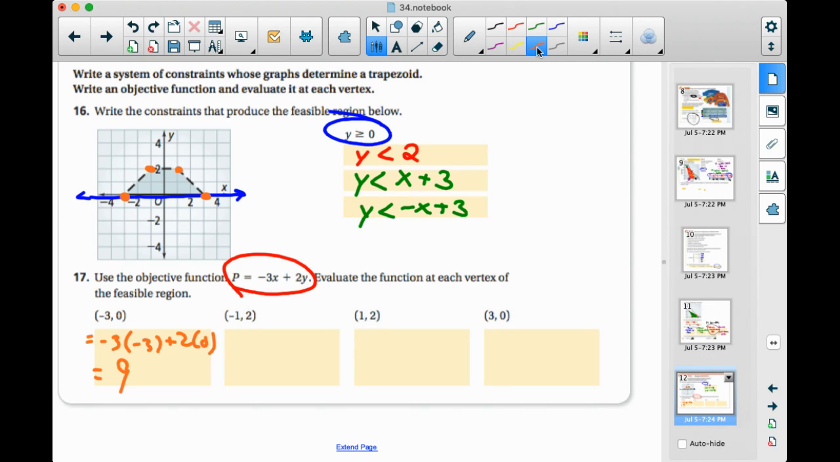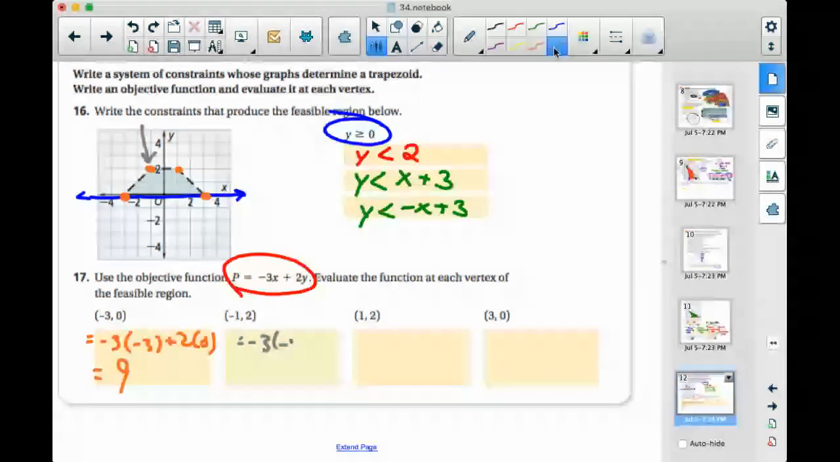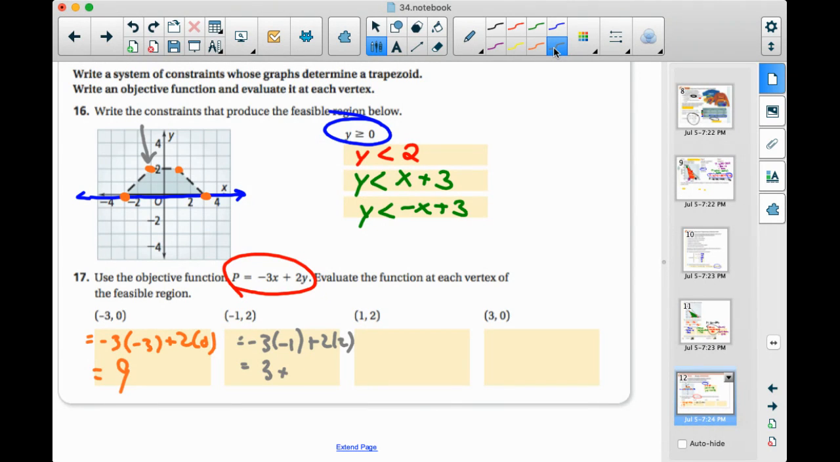All right. Next, we'll look at negative 1 comma 2, which is this vertex right here. So I'm going to have negative 3 times negative 1 plus 2 times 2, which is going to give me 3 plus 4, which will give me 7. Next, look at 1 comma 2, which is this guy right here. We have negative 3 times 1 plus 2 times 2, so that's going to give me negative 3 plus 4, which is 1.